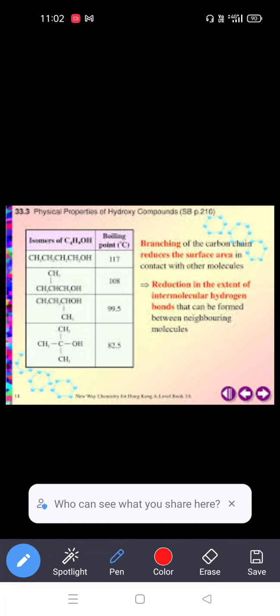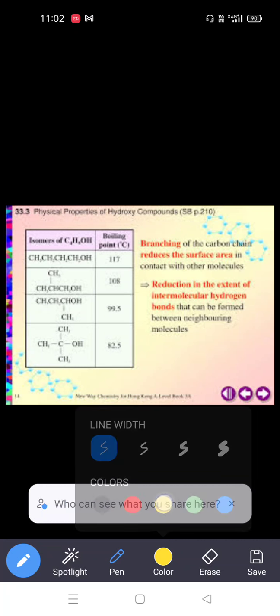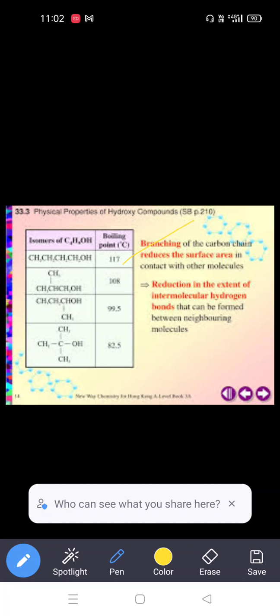If the branching of the carbon chain increases, it reduces the surface area and contact with other molecules. So that's why the boiling points decrease. For example, here we take a simple example of butanol. The 1-butanol boiling point is 117 degrees, and this is isobutanol, boiling point 108 degrees. This is 2-butanol, boiling point 99.5 degrees, and this is tertiary butanol, 82.5 degrees.